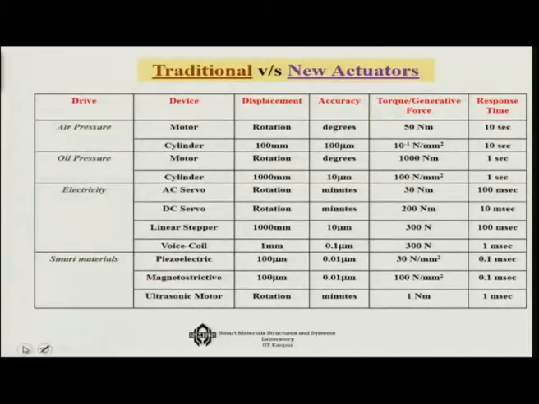Now if I compare traditional versus new actuators, that is, smart materials like piezoelectric, magnetostrictive or ultrasonic motors, the first interesting thing is that their displacements are quite small, but their accuracy is very high, and their response time is very low. That is why I told you that they are very fast in comparison to all the traditional materials. They are actually much better off. So you can do real time control of a system using these materials.